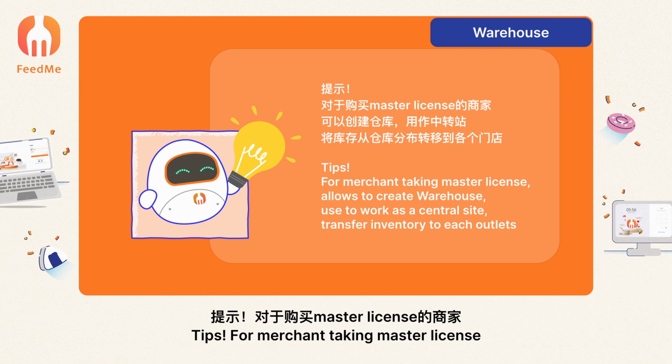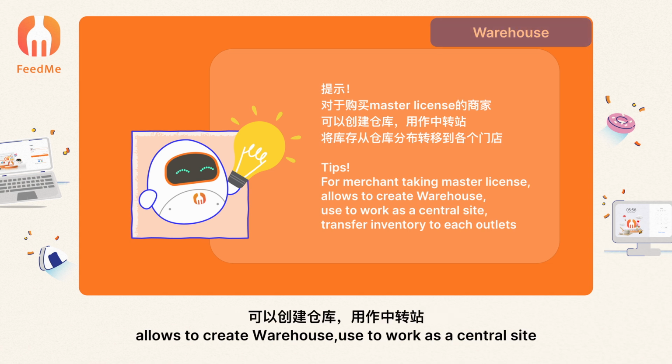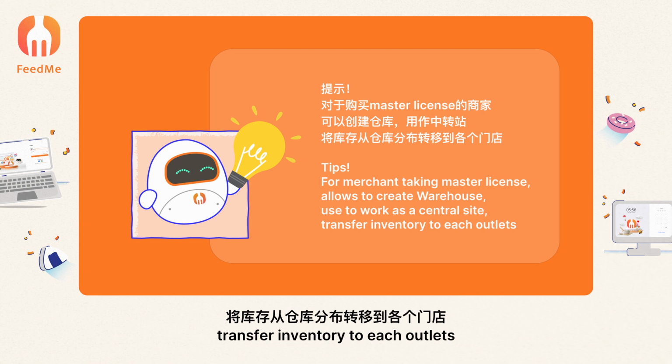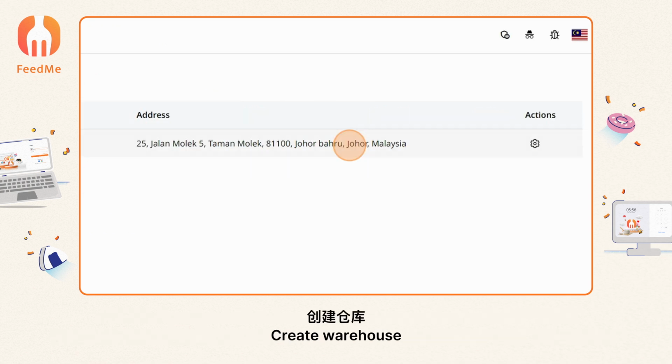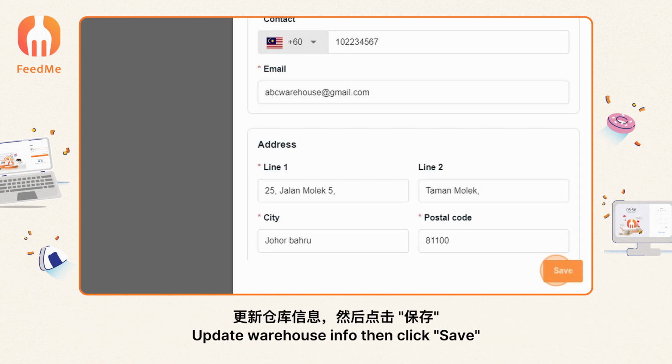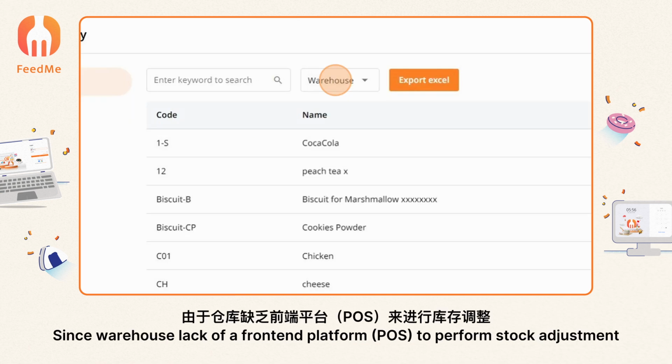Tips. For merchant taking master license, allows to create warehouse, used to work as a central site, transfer inventory to each outlet. Navigate to https://portal.feedme.cc/inventory/warehouse or click Warehouse. Create warehouse. Update warehouse info then click Save.